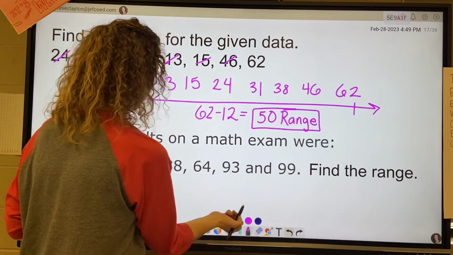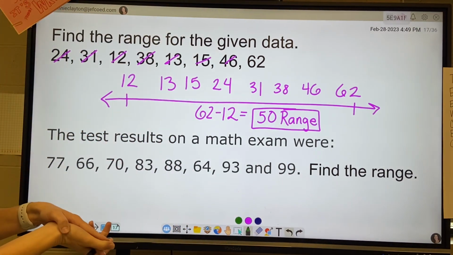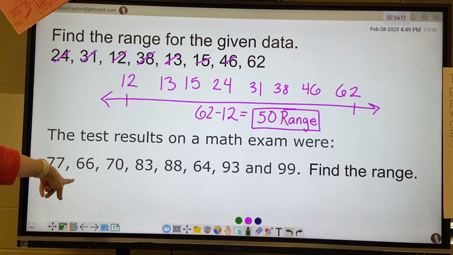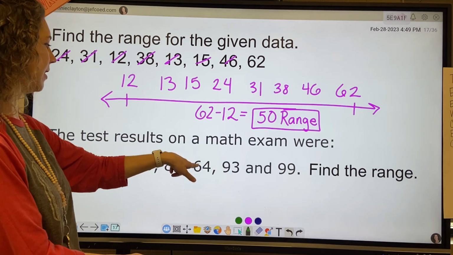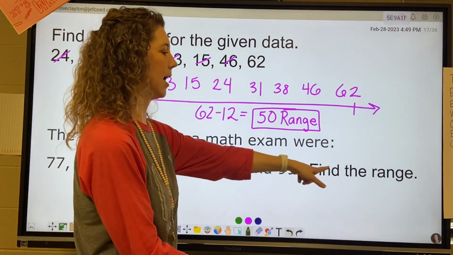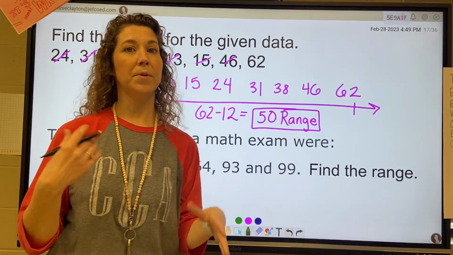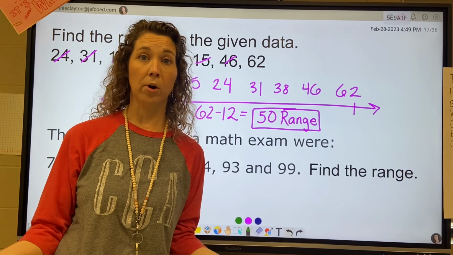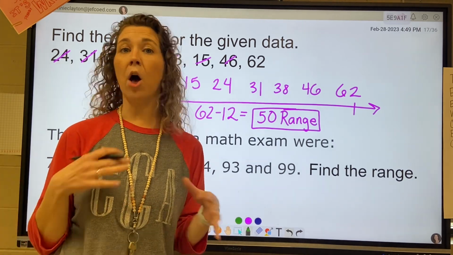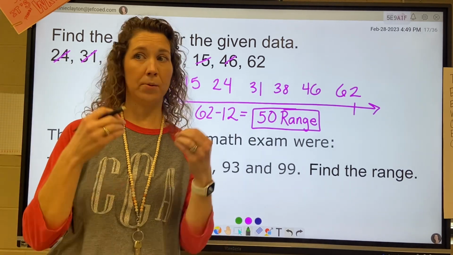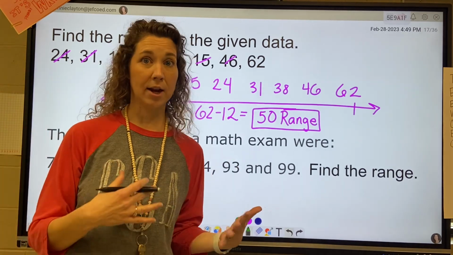Okay, let's look at another one. The test results in a math exam were 77, 66, 70, 83, 88, 64, 93, and 99. Find the range. Again, I'm going to put them in order because when we find the median, you have to put them in order to find the middle. So it's always a good idea just to put the numbers in order from least to greatest.